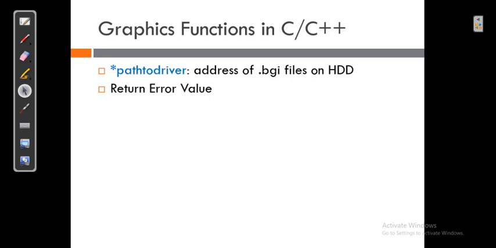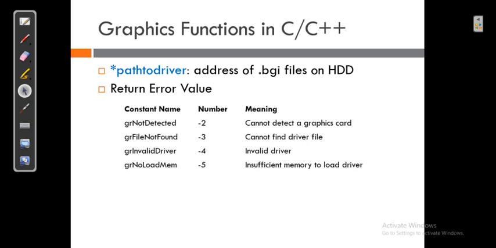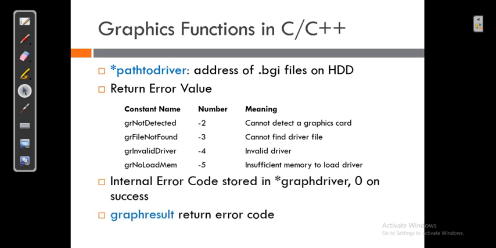Then path to driver. This is the address of the BGI files on your hard disk, as I have already told you. There may be an error value in case there is some issue, like -2, that is for unavailability of graphics card. If the driver file is not available, an invalid driver is there, or there is insufficient memory to load the driver, these are the error values.